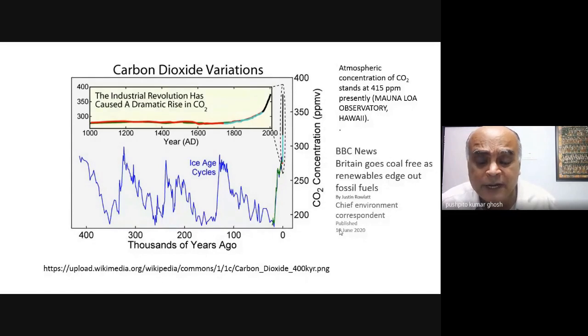But what has happened now? There has been such a shortage of things like natural gas that England is now being forced to rethink whether it has to restart its coal plants. So you can see the tug of war.